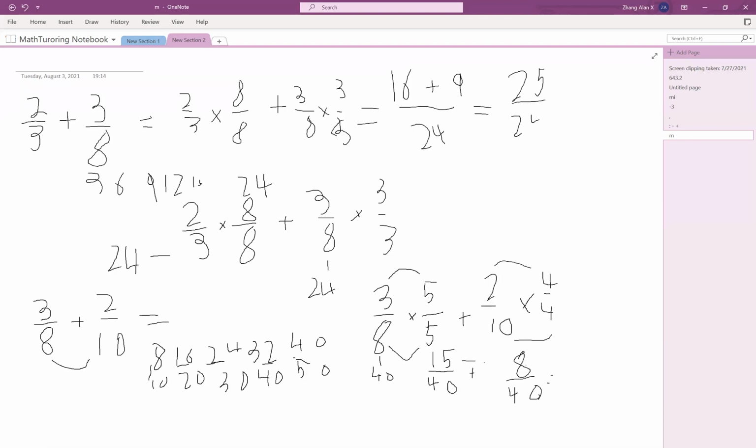Just add the top, 15 plus 8. 21. Close. Just a little higher. 23. Yep, that's right. 23 over 4. And we can't simplify that, so it's just 23 over 4.